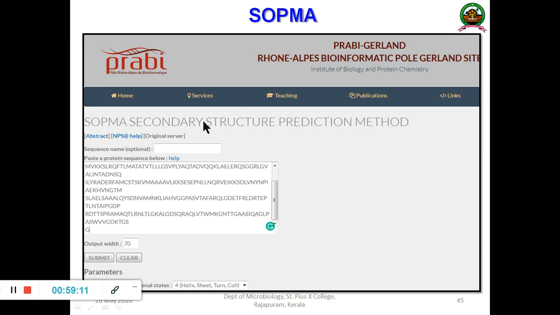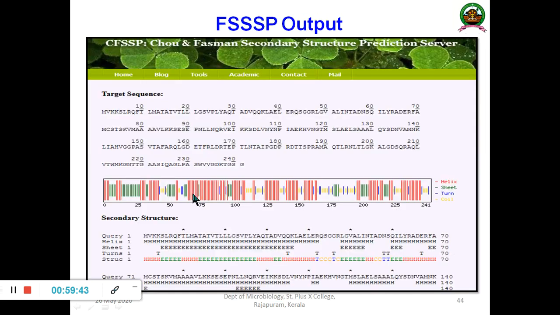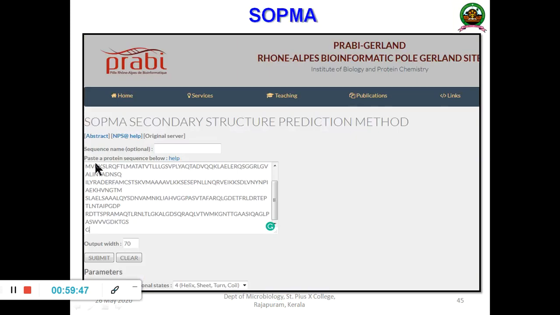Then you are having another excellent method called self-optimized prediction method with alignment, SOPMA, and this SOPMA is a popular secondary structure prediction tool available on the Expasy server. Here also there is a box, just paste your sequence and click the submit button, and within a couple of seconds you get the result. One important thing: in the previous case you can retain the FASTA format symbol, the greater than symbol, but in the case of SOPMA you need to remove the FASTA header information, that one line. If you include it, you will end up with an error, and the computer will not identify it. So you need to remove that while doing this exercise.